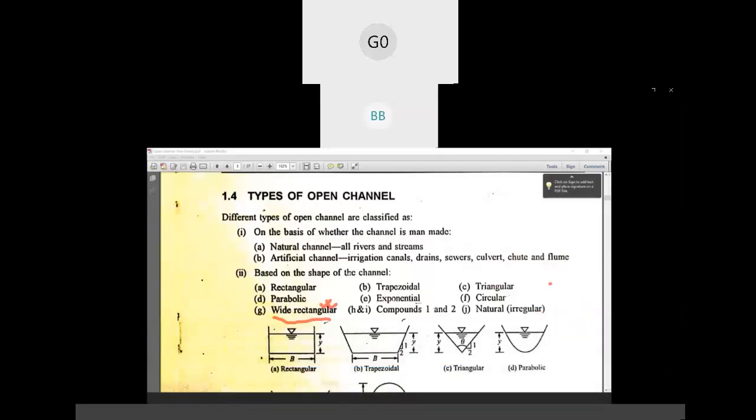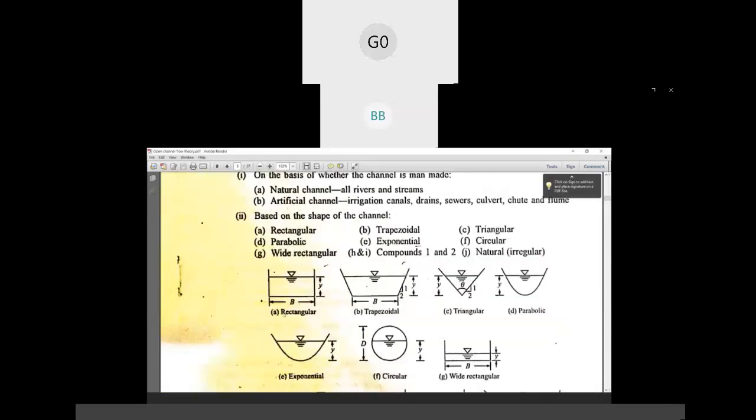So these are the shapes it's showing here: rectangular channel, trapezoidal, triangular. This is parabolic, and then you have circular, and this is wide rectangular, where the depth of flow is much less than your width of the channel.